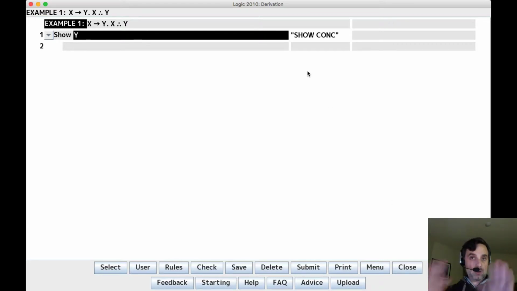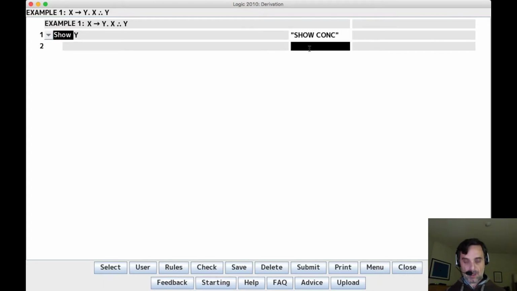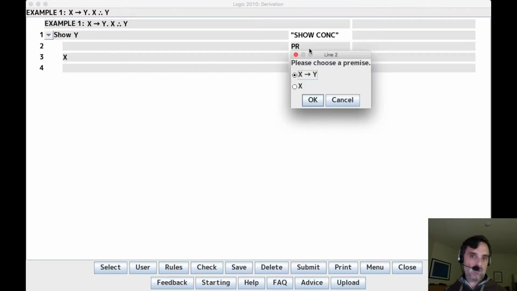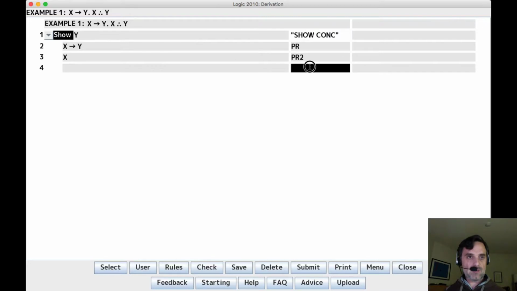So we do show conclusion as the first part of our setup. The second part of our setup is to bring in the premises. So there we go, premise 1 and then premise 2. We could have just said premise and then it would ask us which one. Either way is fine there.